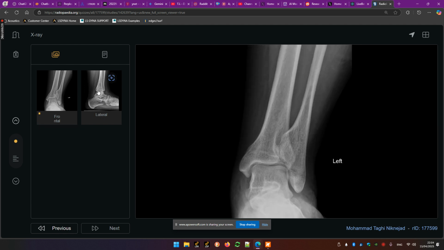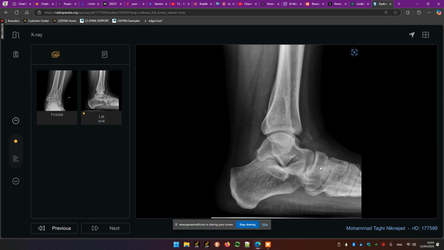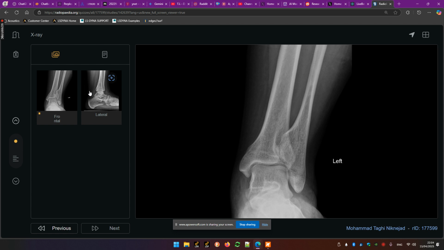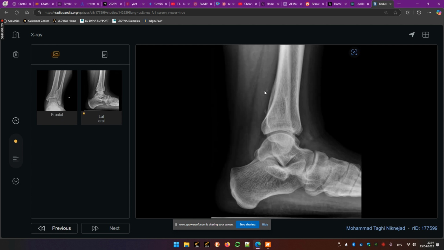Let me see those two views. So what can we see? Of course, we can see the bones, the fibula, the talus, the calcaneus. I see radiopaque lesions, maybe right over here. In a minute, we'll see what the patient or the referring physician wrote. Achilles tendon, maybe calcaneus or something. I don't see any fracture.